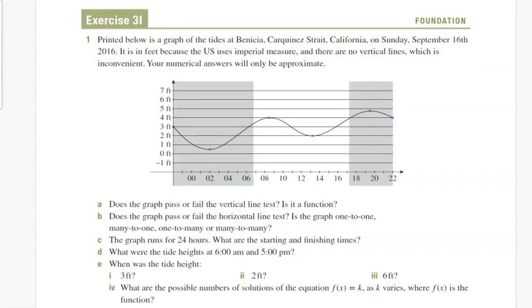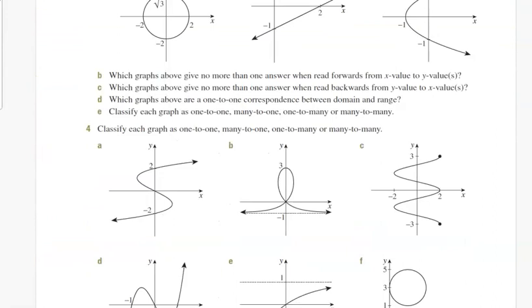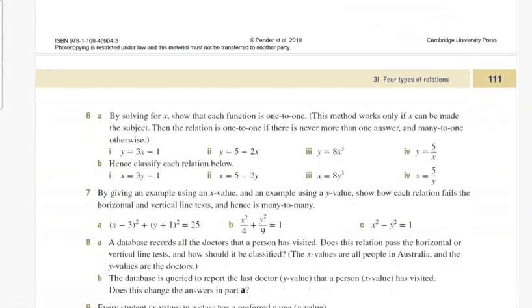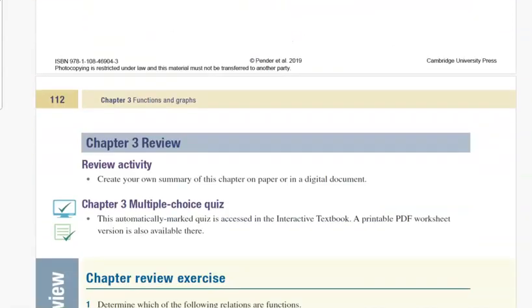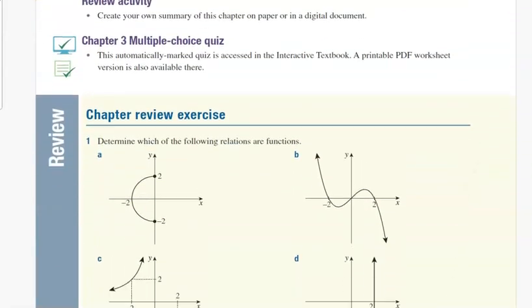Check the OneNote for which questions I would like you to go through in 3I. Particularly, it'll be question 3 and question 4, and some of the ones in 5 and 6. If you get that finished, I want you to mark it, and then start working through the chapter review exercise so we can move on next lesson.